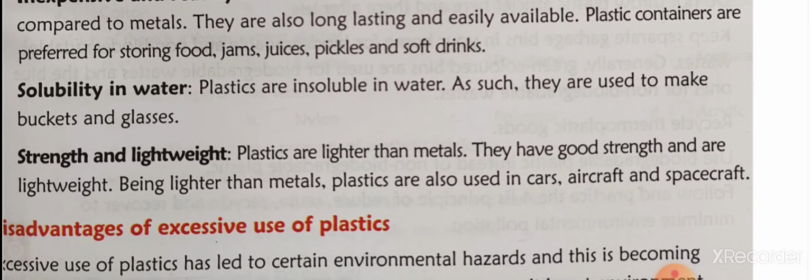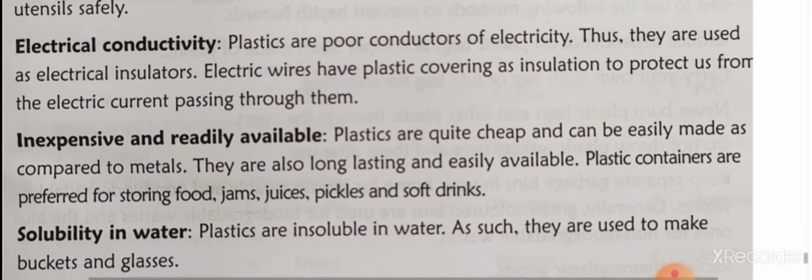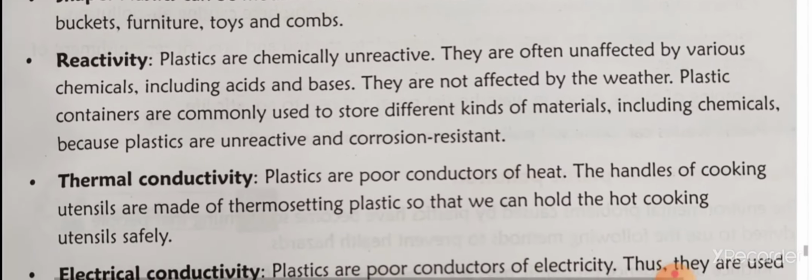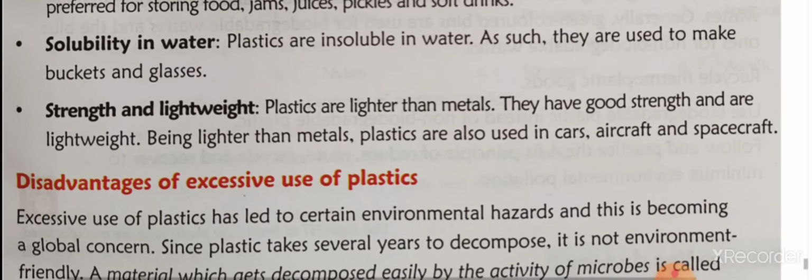Strength and lightweight. Plastics are lighter than metal. They have good strength and are lightweight. Being lighter than metal, plastics are also used in cars, aircraft and spacecraft. So these were the properties we have seen about plastic. Now we'll see a few disadvantages of plastic.